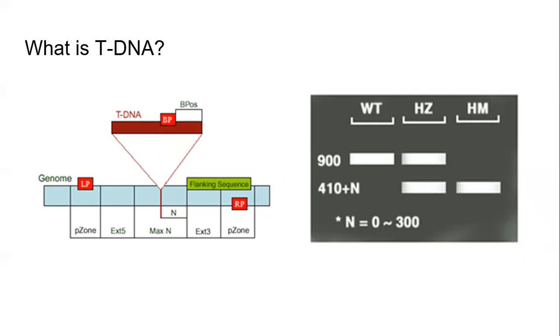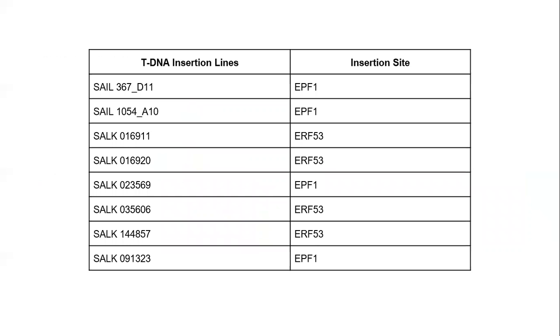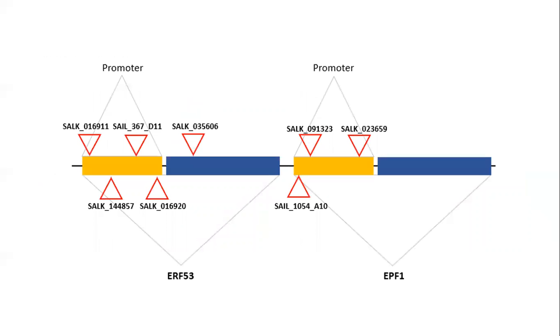Now, the insertions themselves are just long sequences that are inserted into the genome of the plant and can disrupt the gene's expression, and there should be an observable effect on the expression of that gene if it has been successfully inserted. We will be using a total of 8 lines, all with a putative insertion. The insertions are either in the gene EPF1 or in the gene ERF53, a gene directly upstream of EPF1. This is a figure showing the relative locations of the putative insertions. All the insertions are located in the promoter region of the genes, except for SOC035606, which is located in an exon of ERF53.